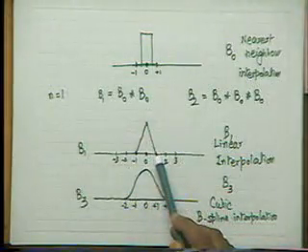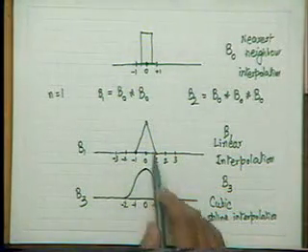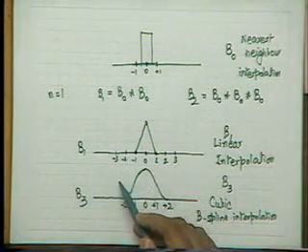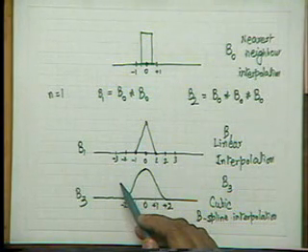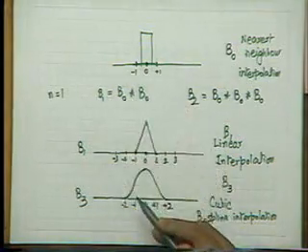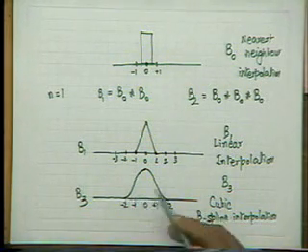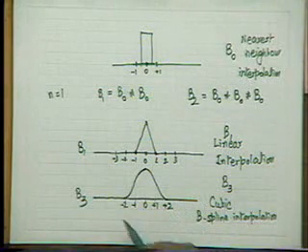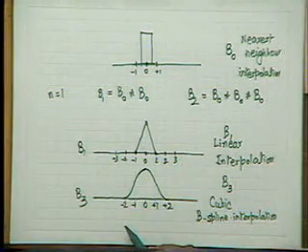Whereas in the case of linear interpolation, what you are doing is finding out the intensity values at other pixels according to this linear interpolation formula. In that case, our passband performance is a little poorer as compared to the nearest neighbor, but the stop band performance is better. And in the case of cubic interpolation, the stop band performance is further improved.